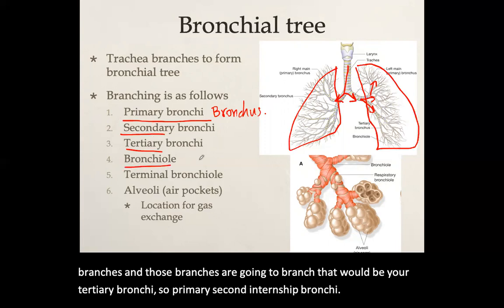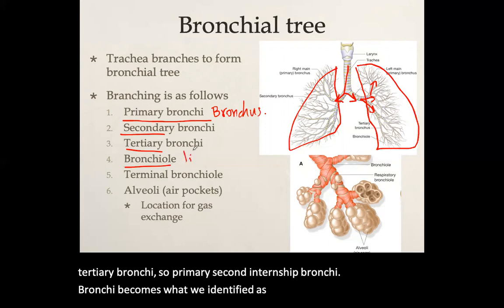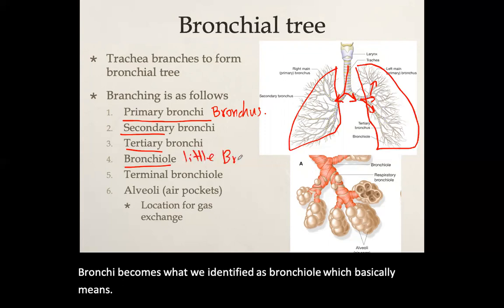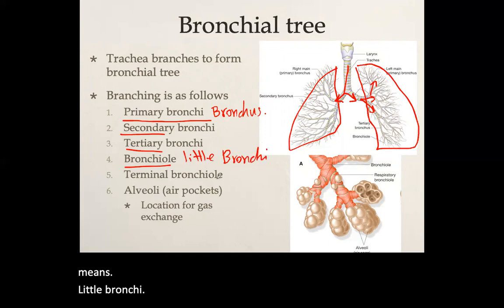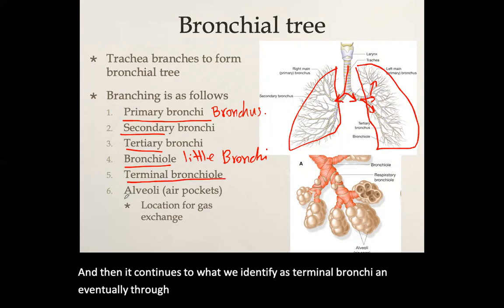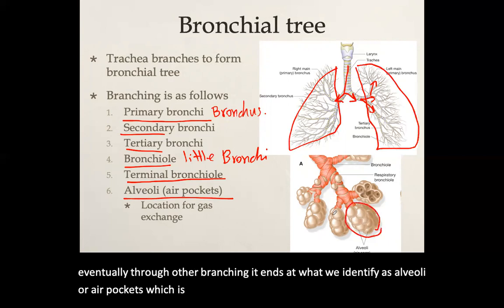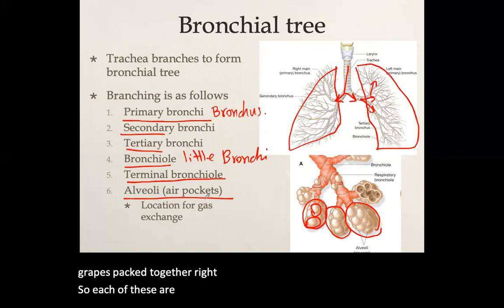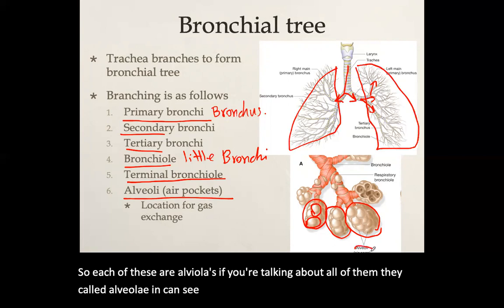Bronchi becomes what we identify as bronchioles, which basically means little bronchi. And then it continues to what we identify as terminal bronchioles, and eventually through other branching, it ends at what we identify as alveoli, or air pockets, which is what you see here. They look like a bunch of grapes packed together, right? Each of these is an alveolus. If you're talking about all of them, they're called alveoli. And you can see the labeling down here.